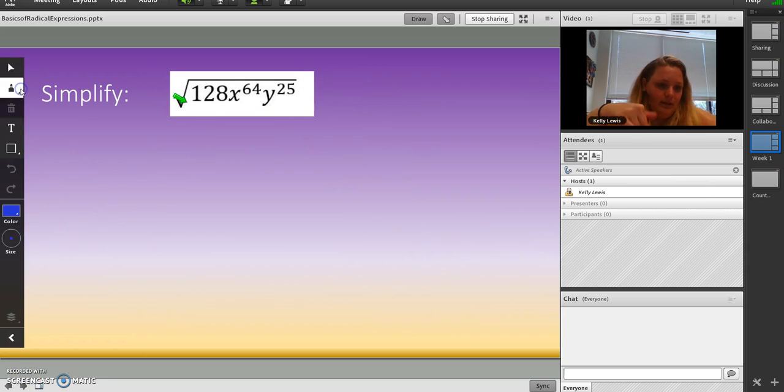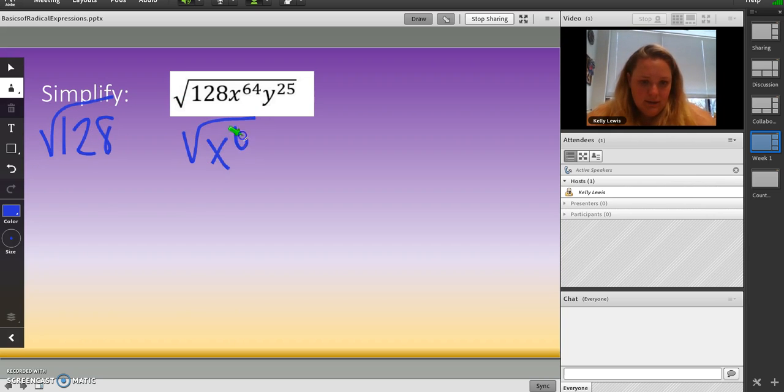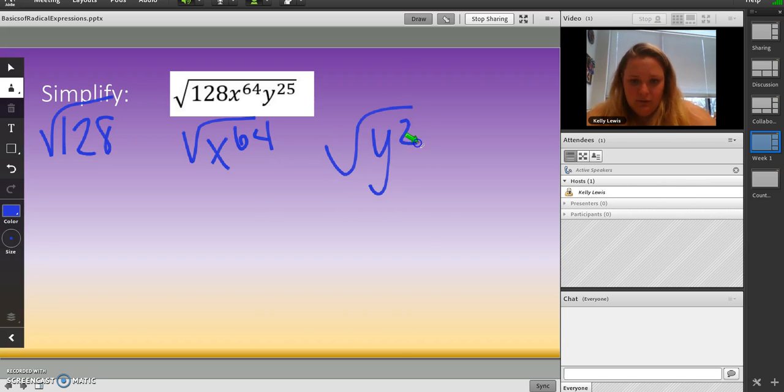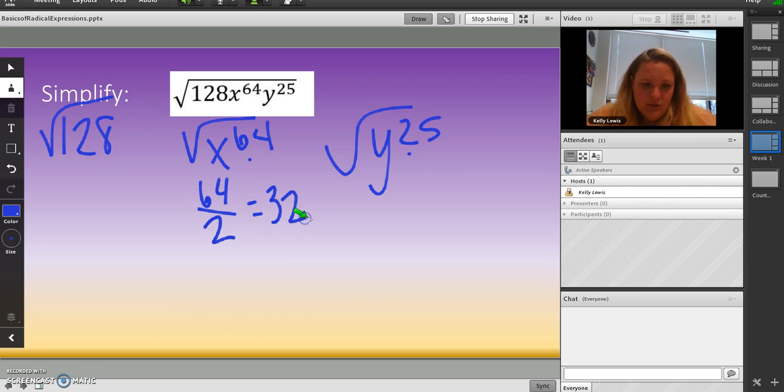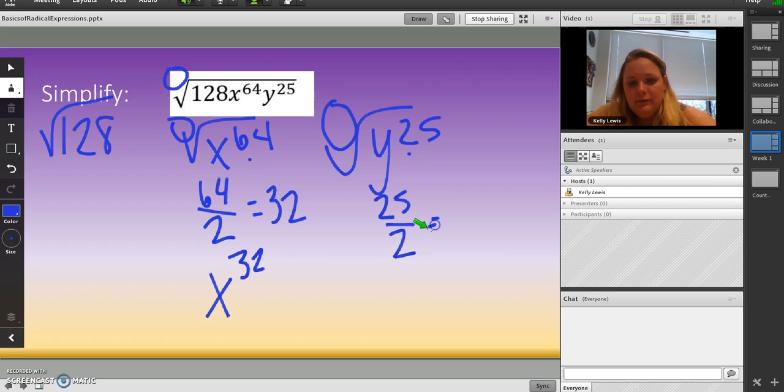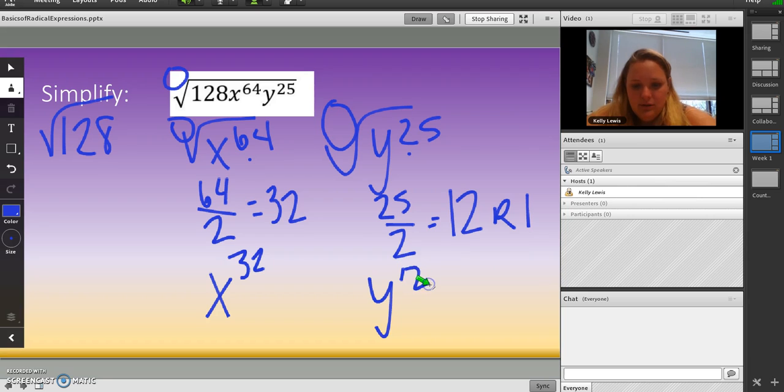All right, so let's do another one just like that. I like to split everything up: 128, x to the 64, y to the 25. I'm not writing out 64 x's, I'm not writing out 25 y's, just so you know. So I'm going to do 64 divided by 2. That's 32, so it's really x to the 32nd. And then I'm going to do 25 divided by 2, and remember, I divided by 2 because this is really square root. 25 divided by 2 is 12, and then there's a remainder of 1. So it's y to the 12th, and then there's 1 left in jail, in the radicand.